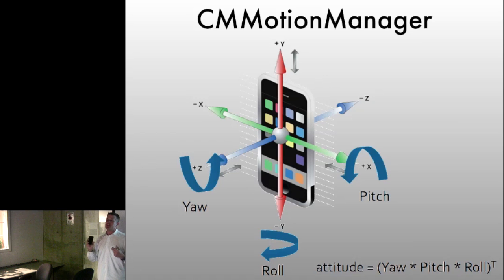X is defined in terms of relative direction: the phone moving from side to side. Y is the phone moving up and down, and Z is the phone moving in and out. This is relative to the way that I'm holding the phone now. If it's on the table, X is sliding left and right, Y is sliding forward and back, and Z is coming up off the table or down below the table. Yaw is defined as the rotation around the Z axis. Pitch is the rotation around the X axis, and roll is the rotation around the Y axis.